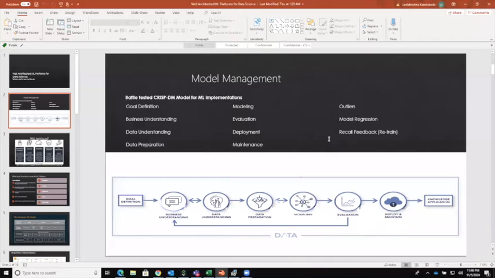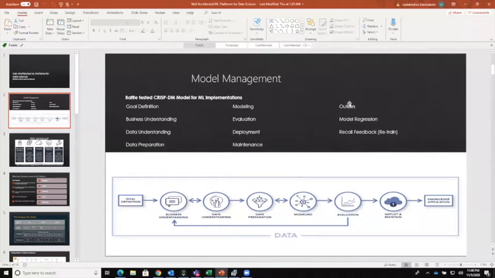So this part, I don't think I have to explain to anybody who's done some data science, right? You may have heard about CRISP-DM, model building, model management, right? You start with a goal, you have understanding of the business or domain, data understanding, preparation, modeling, evaluation, deployment, and maintenance. Up to here, pretty much everything is normal.